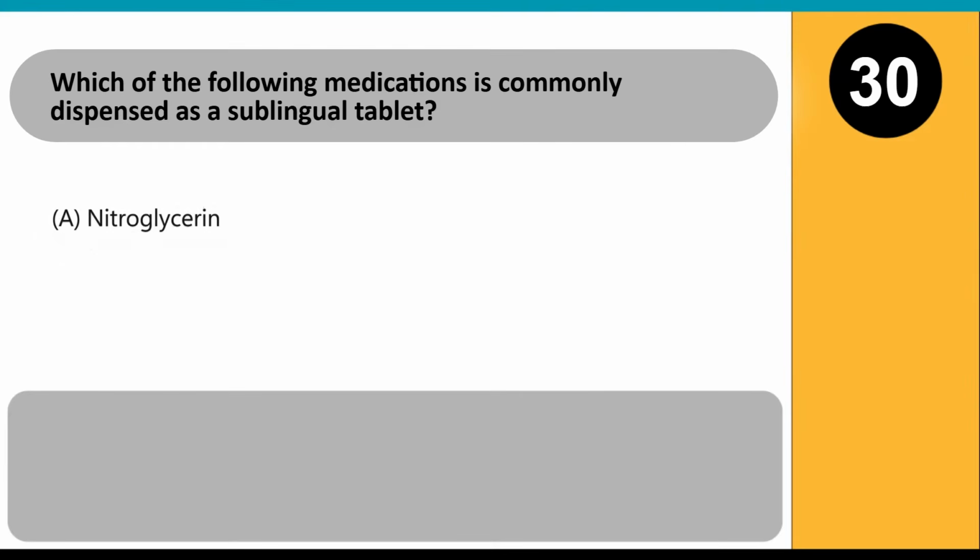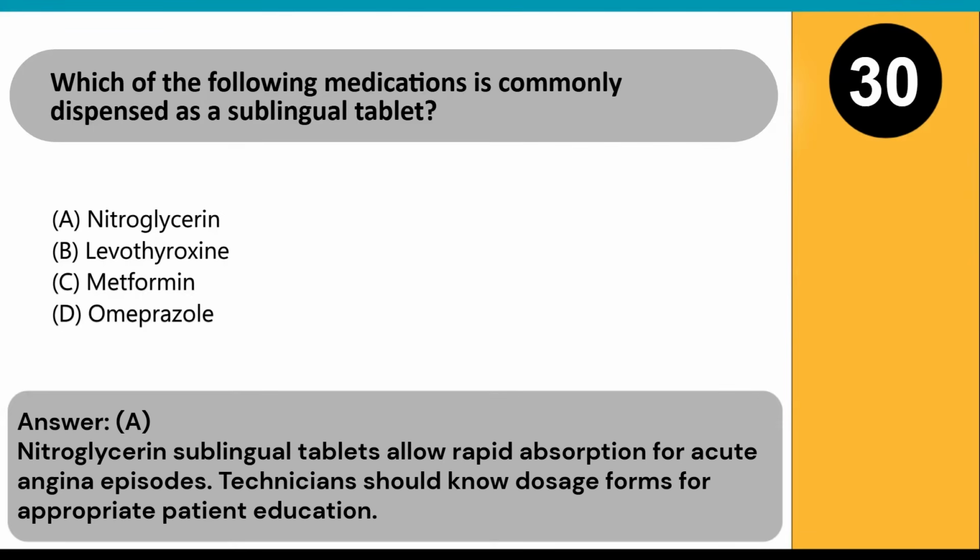Which of the following medications is commonly dispensed as a sublingual tablet? A. Nitroglycerin. B. Levothyroxine. C. Metformin. D. Omeprazole. Answer A. Nitroglycerin sublingual tablets allow rapid absorption for acute angina episodes. Technicians should know dosage forms for appropriate patient education.